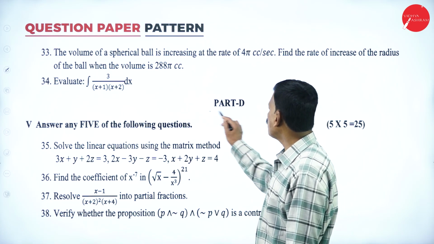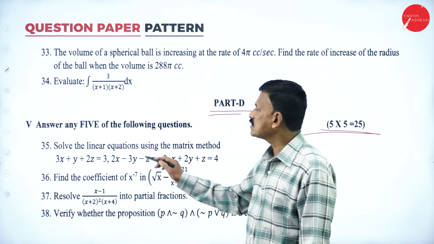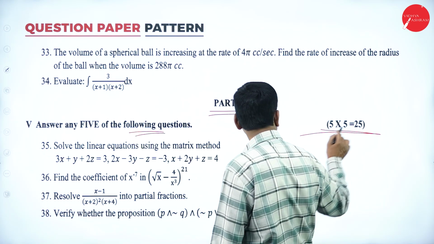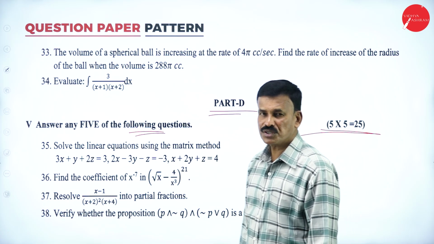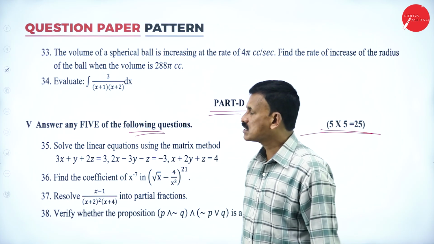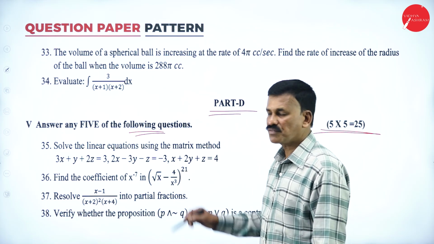And the next part is part D. This is very important. You are going to answer any 5 questions. Each question carries 5 marks. 5 fives are 25. So this is very important and a very easy section. You can expect the most expected questions from this section.